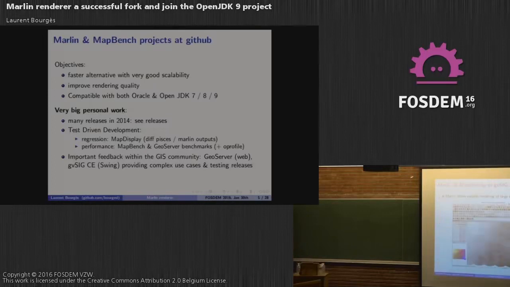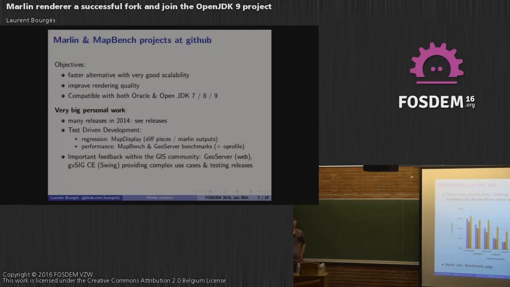Here is a screenshot of gvSIG. It's a desktop GIS application, and here you see 100 million points, which are rendered in a few seconds. It's a large point cloud, and then you can see some tubes in the sea. And so it's parallel rendering.